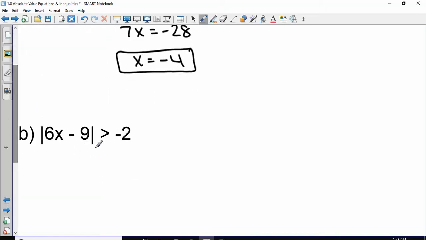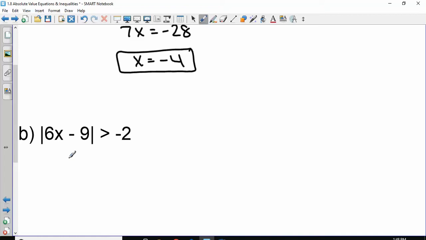B, I have an absolute value greater than negative 2. So why would you say that? Because we have what? A negative. And I told you, if you have an absolute value and a negative, stop. You don't really need to work it out. We need to think about it. So when it was an equal to, it was no solution. But we haven't talked about it with inequalities.